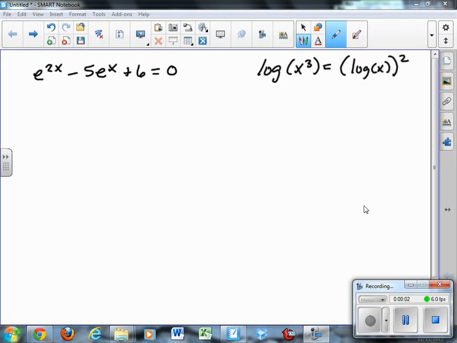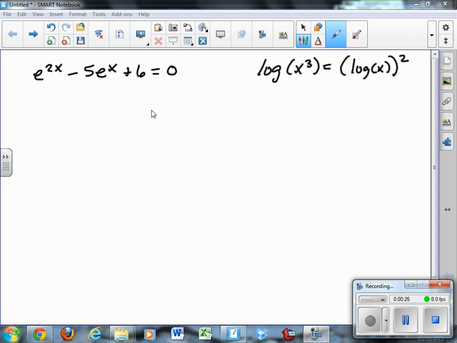We're going to look now at solving exponential or logarithmic equations that are in quadratic form. So let me give you a couple of examples. Here we have e to the 2x minus 5e to the x plus 6 equals 0. There's no way to combine different exponential functions that are subtracted or added unless they have the same exponent.